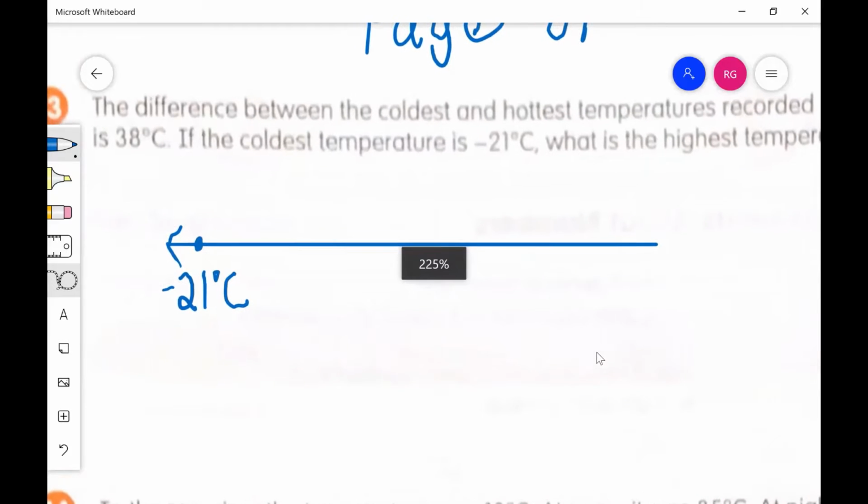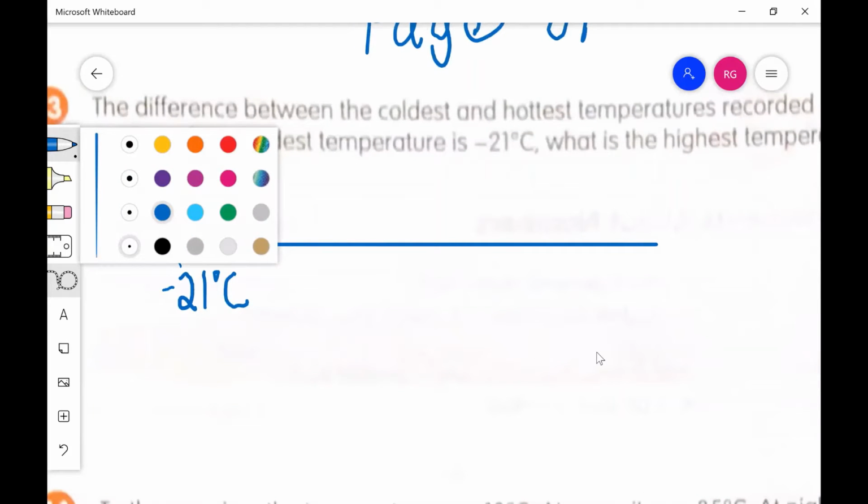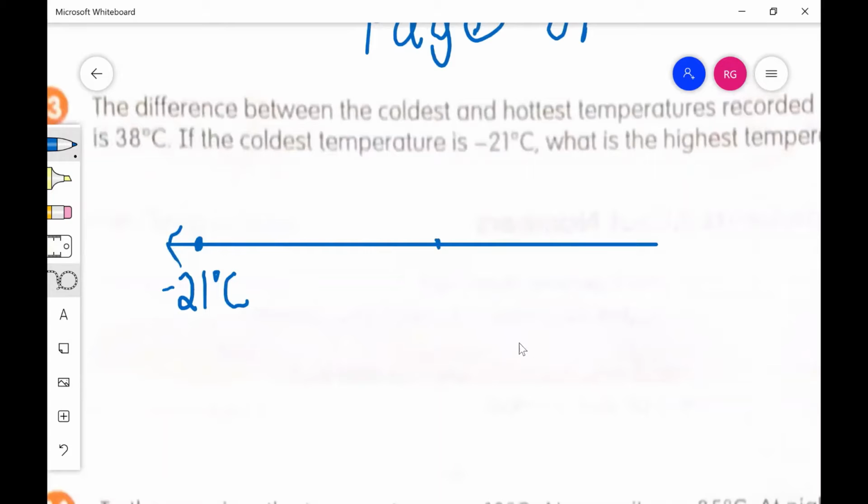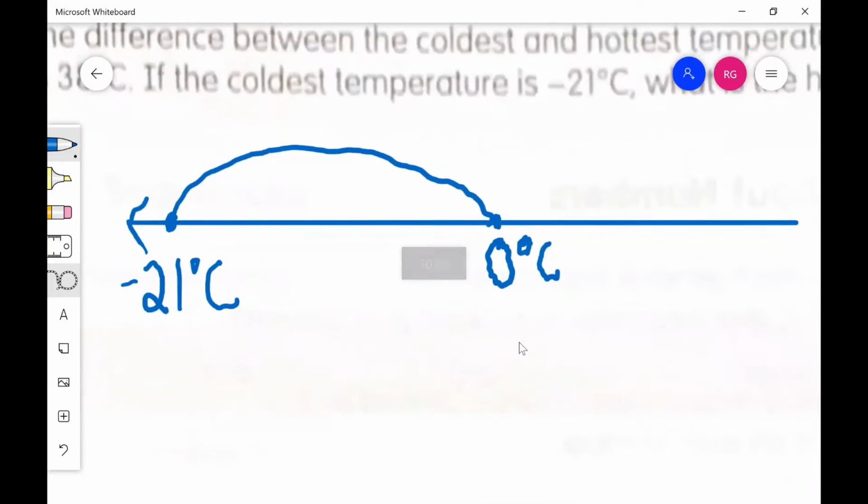So one thing I do here to count back or up, I guess, is I count to 0 first. This is the way I do it in my head. And I do a little arc here to visualize this. How many degrees are from negative 21 degrees Celsius to 0 degrees Celsius? How many degrees are between there? 21. 21, right? So we'll say plus 21 degrees here, okay? We could think of it like a plus.